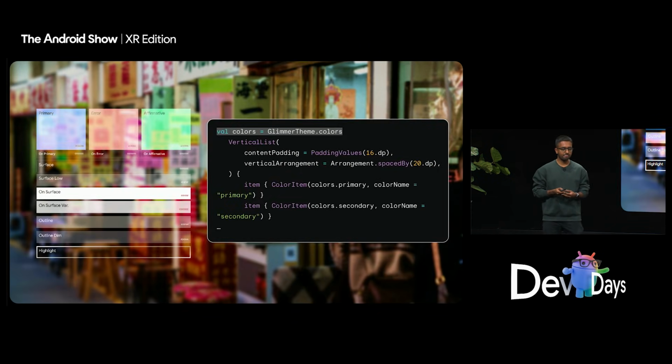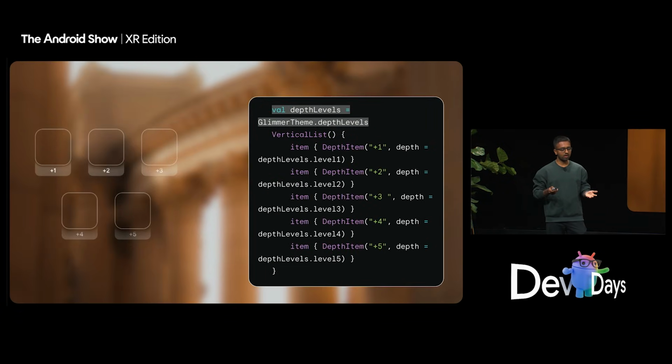Starting with colors. You just call GlimmerTheme.colors. This immediately gives you access to the correct high contrast variations you need for Glasses UI without any guesswork. The same out-of-the-box ease extends to shapes, icon sizes, and depth levels. Just look at these depth effects. You don't need any complex custom code. And in this specific case for depth, you just call the predefined depth levels, and the beautiful shadows that you see here are rendered automatically using our latest drop shadow APIs.